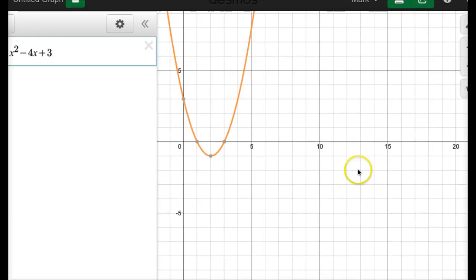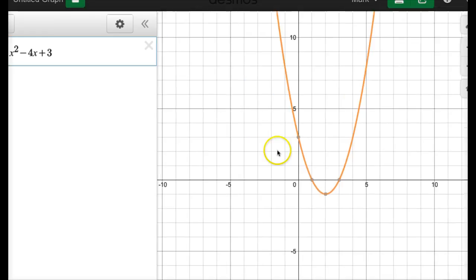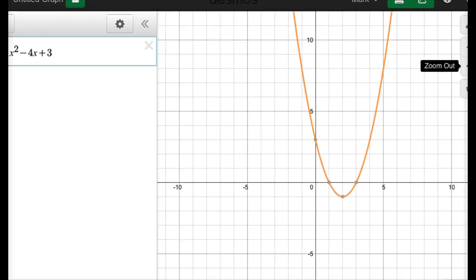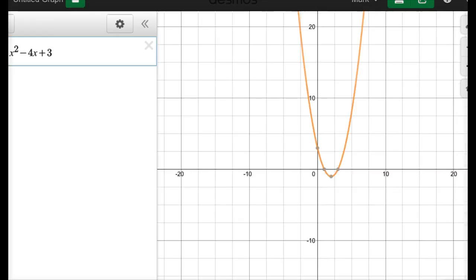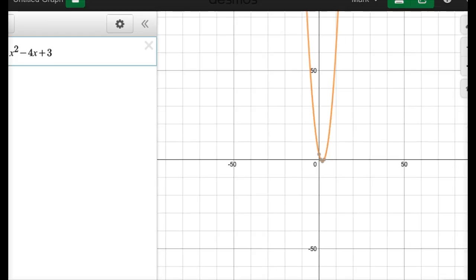My graph was off-centered at the beginning. Okay, so you can use these plus and minus buttons to zoom in or out. You can zoom in, or you can zoom out.